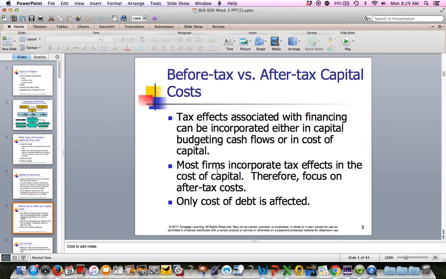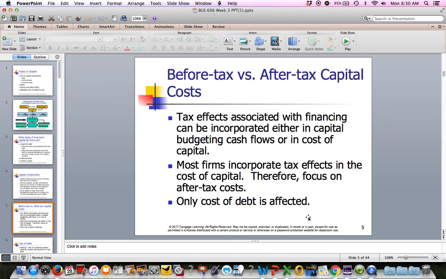It says here most firms incorporate tax effects in the cost of capital, therefore we focus on after-tax costs. This is a big one though, this bottom one right here. Only the cost of debt is affected. Okay, so a company, a corporation, receives no tax break for paying a dividend. However, a corporation does receive a tax break for borrowing money because interest expense is tax deductible for a business.